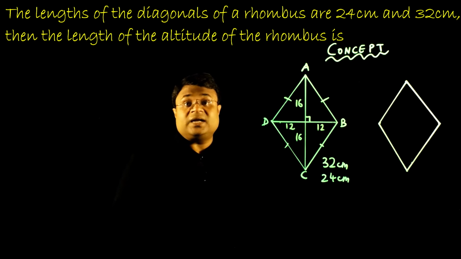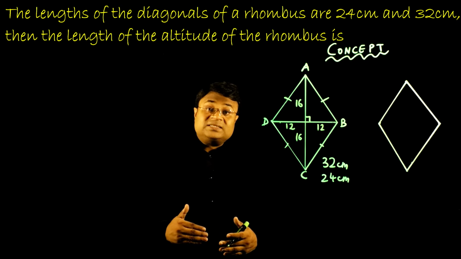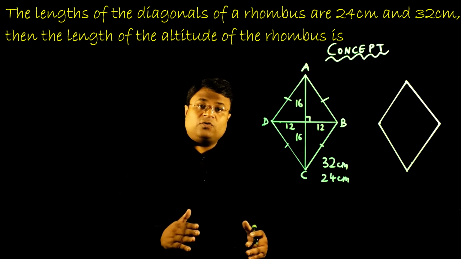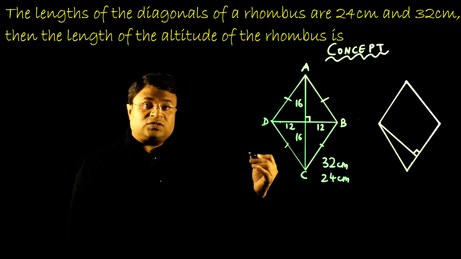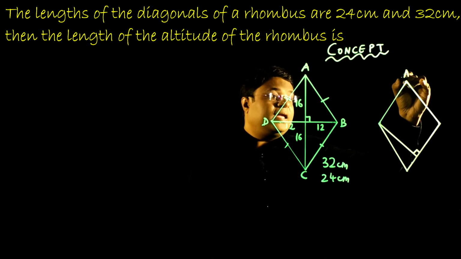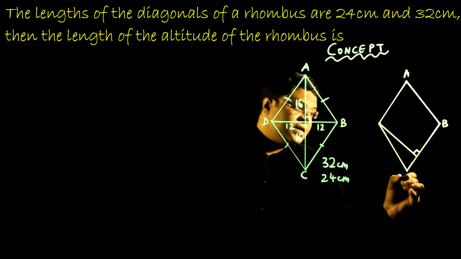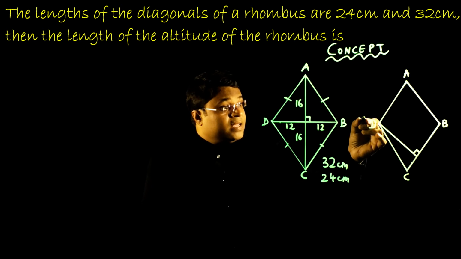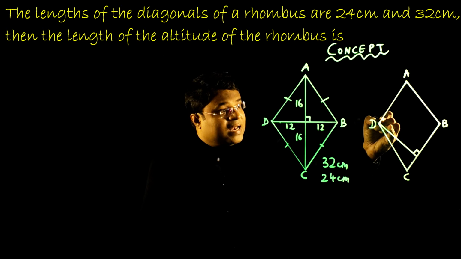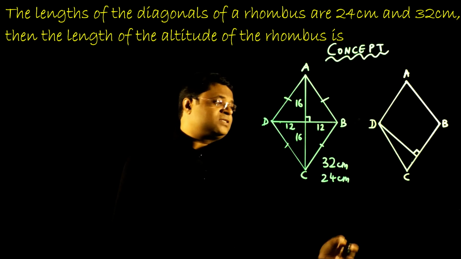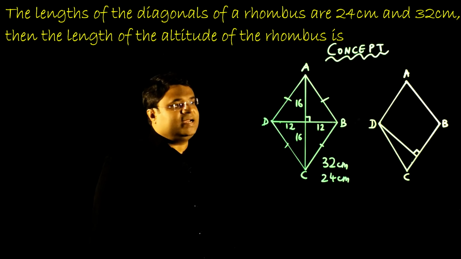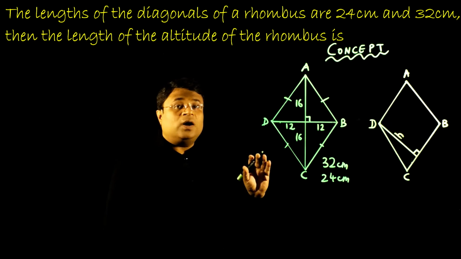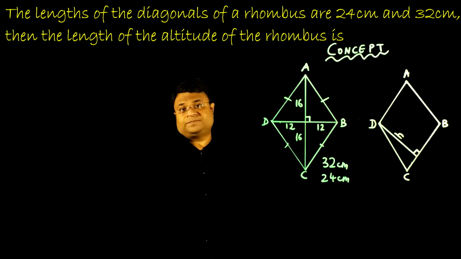The next important concept is what is the altitude of a rhombus. By altitude we mean height. Now see, if we take A, B, C and D as the rhombus, the altitude is the line drawn from any vertex to the opposite side. So this H would become the altitude of the rhombus.